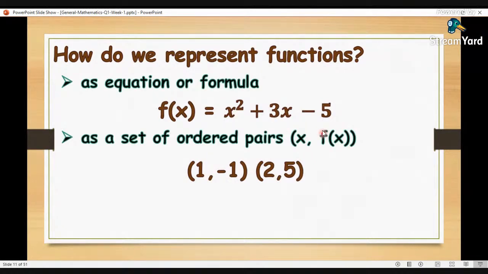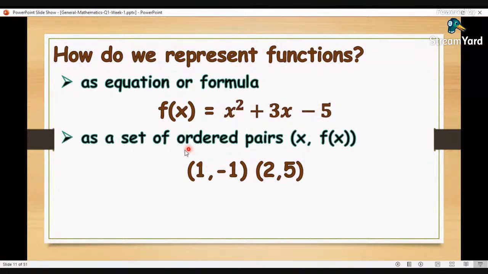Next is by equation, as an equation or formula. This one can be considered a function. And there are cases where it is not considered a function, if there is a square root sign here. Why? Because if we find the square root of a real number, it may either be positive or negative. So it means for every value of the domain, there will be 2 values of the range if there is a square root sign here. Therefore, it could not be considered a function.